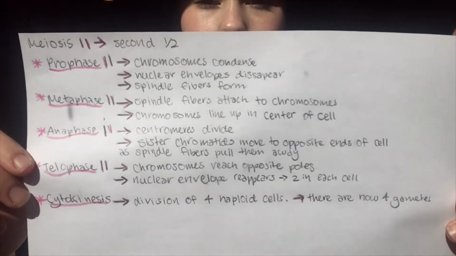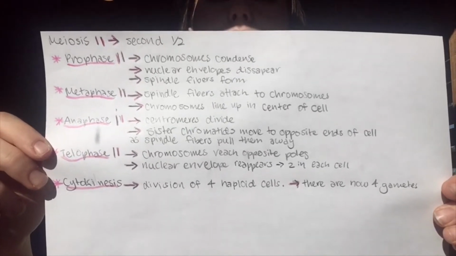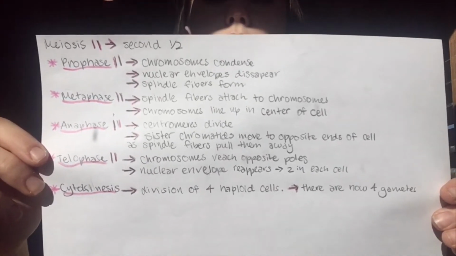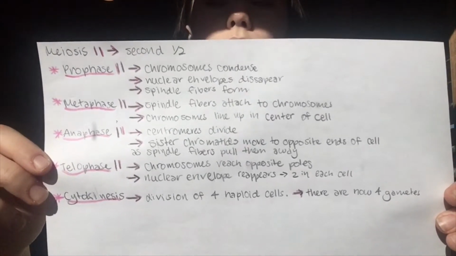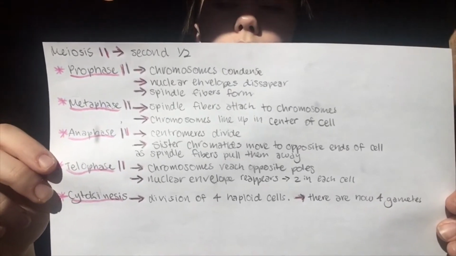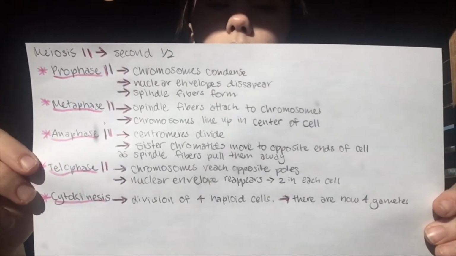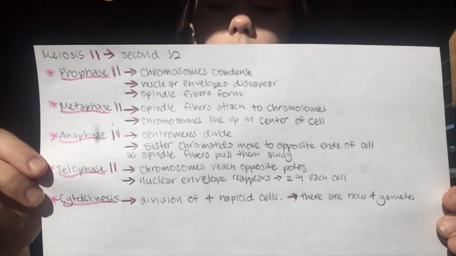After that one, we have anaphase 2, where the centromeres divide and the sister chromatids move to opposite ends of the cell as spindle fibers pull them away. After anaphase 2, we have telophase 2, where the chromosomes reach opposite poles and the nuclear envelope reappears. Now there is 2 in each cell.